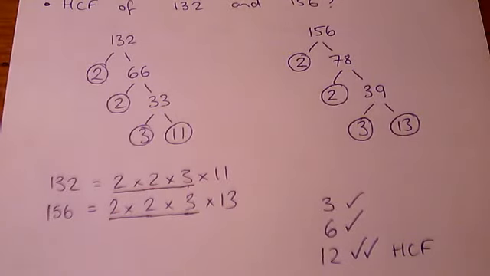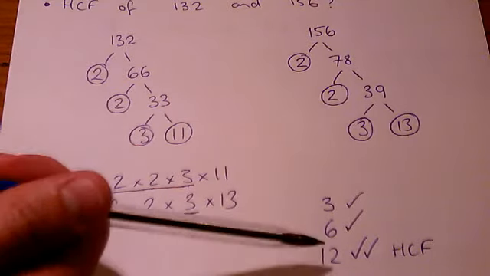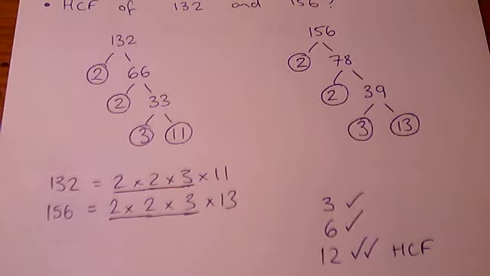That's the best answer. If you're going for a highest common factor, you do want to find the highest number that goes into both. If you were to write down 3 or 6, you might get a mark, but you won't get full marks.